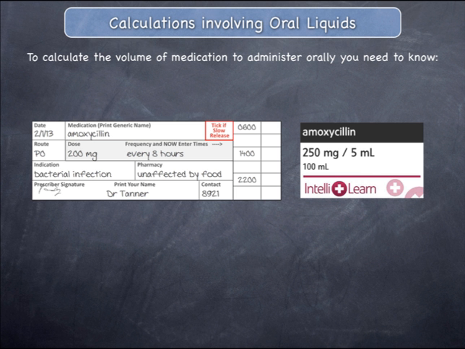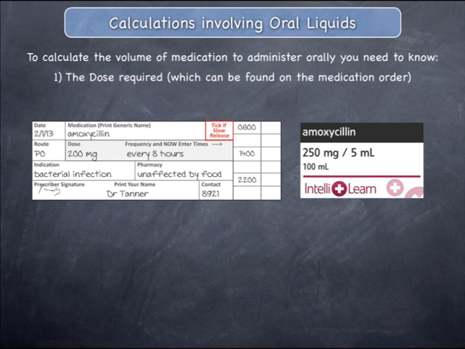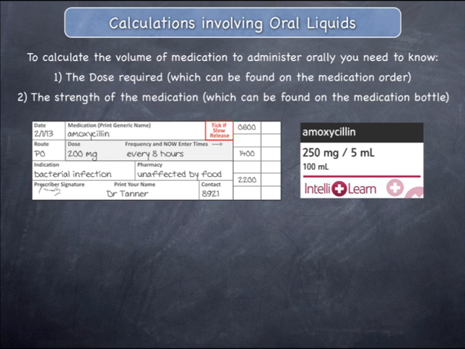To calculate the volume of medication to administer orally, you need to know the dose that the patient must receive in grams, milligrams or micrograms. This information is always provided on the medication order in the box labelled dose. You also need to know the strength, which is also known as a concentration, of the medication in question. This information is printed on the medication as two numbers, separated by a backslash sign or sometimes the word per. The first number is a stock strength and the second number is a volume in mils.